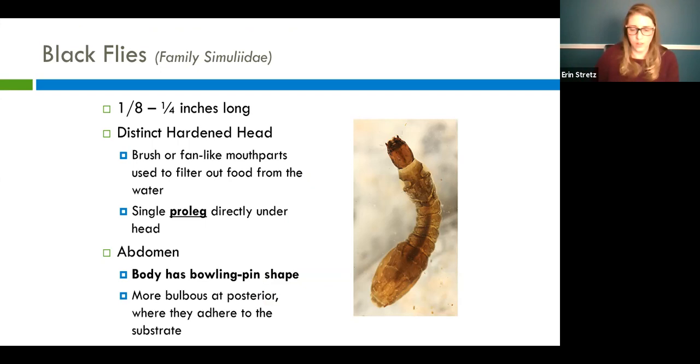Black fly larva look a bit like a bowling pin. So they have a more narrow section just below the head. The head is at the top in this image. And we have the thorax and we have the abdomen, and it extends into sort of a wider end, a more bulbous end of the abdomen.